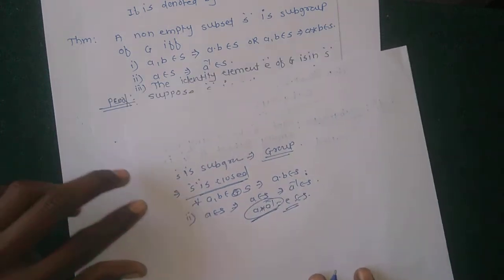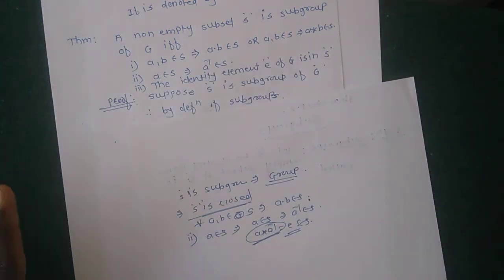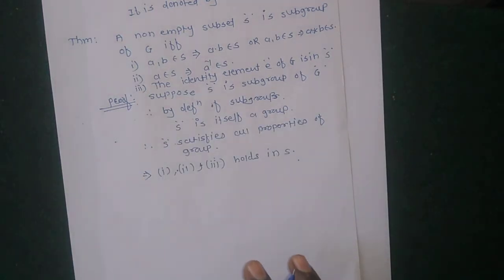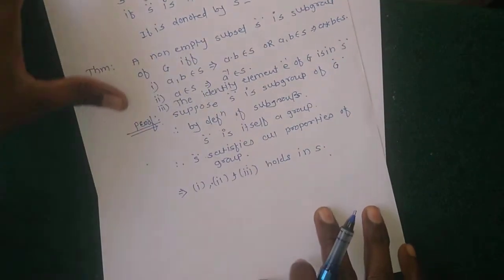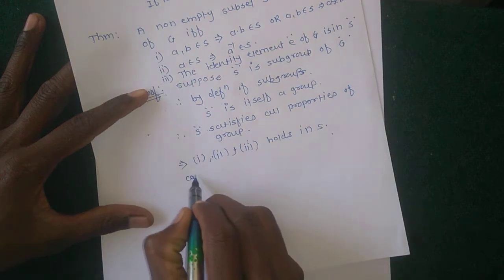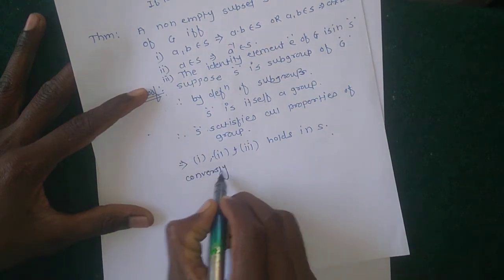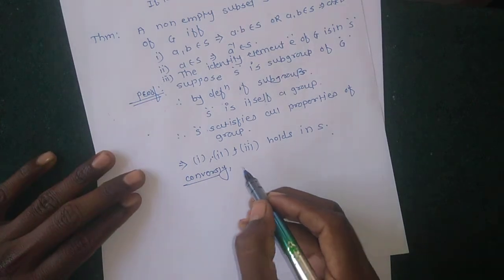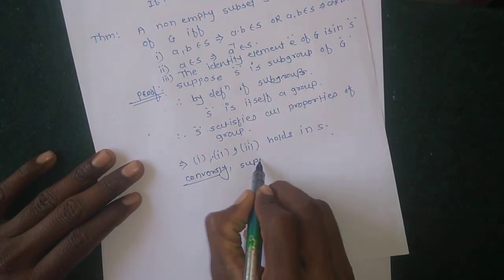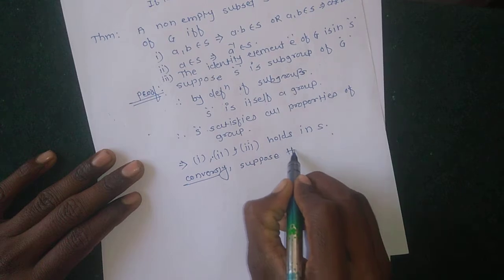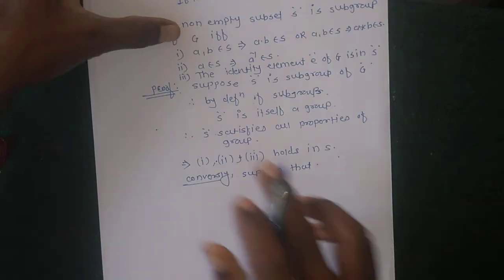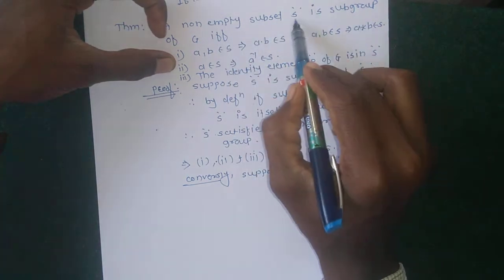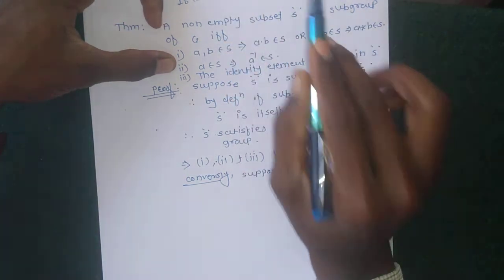Therefore these three conditions are satisfied when S is a subgroup. Okay, this is the first part of this proof. Then conversely, suppose these three conditions hold, then to prove S is a subgroup of G, means to show S is itself a group.